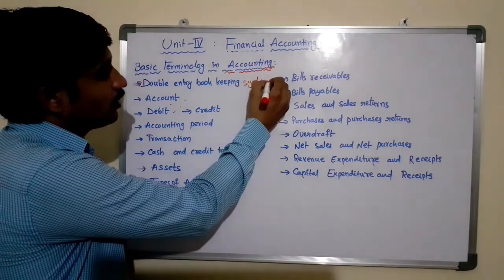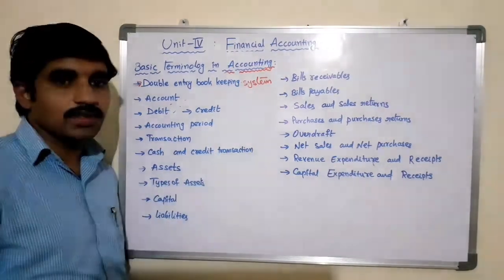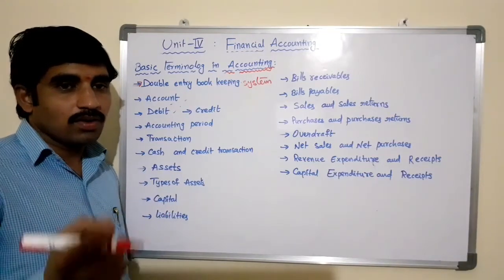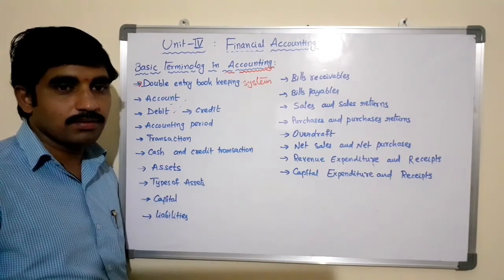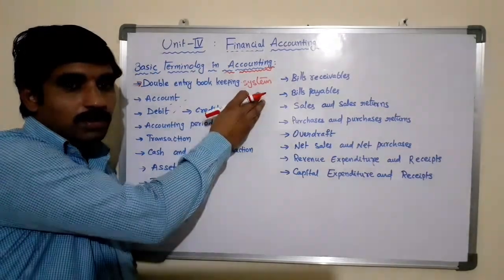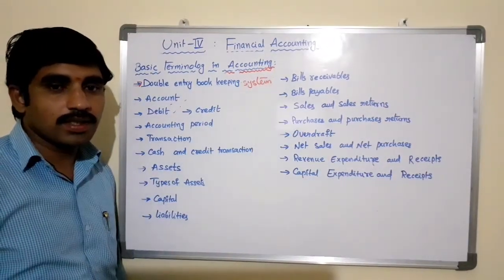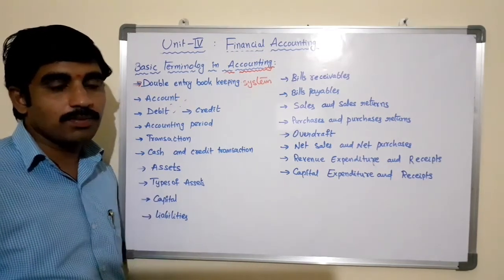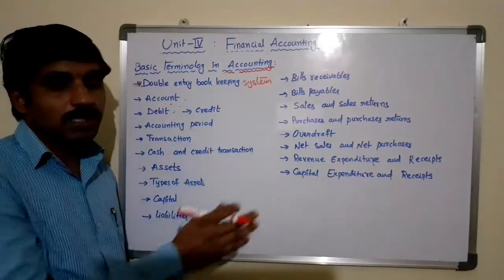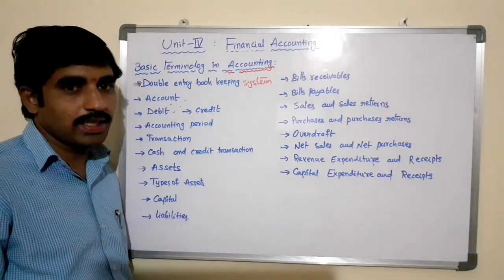What is the double entry bookkeeping system? It is the system which records all transactions in two aspects, that is debit and credit. According to this system, where there is a debit, there is a corresponding credit. For every transaction, two aspects are recorded, the debit aspect as well as the credit aspect.